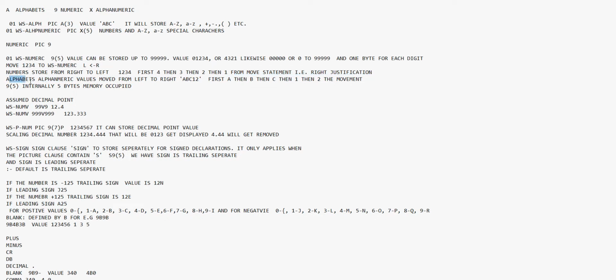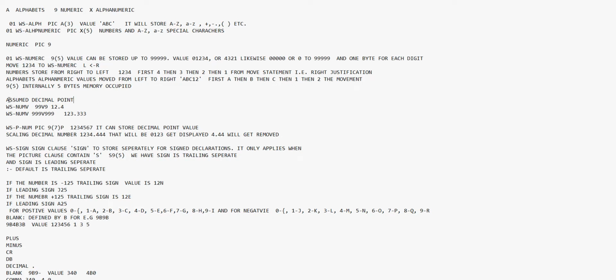Alphabets and alphanumeric values are moved from left to right. Do remember that. For example, if we say abc12, it will move a first, then bc12. If the length is less, then the last characters will get truncated. For example, here 5 characters are there, but the receiving field is only 3 in length, then it will take only abc. Do remember this one. We'll come back to our numeric data types.